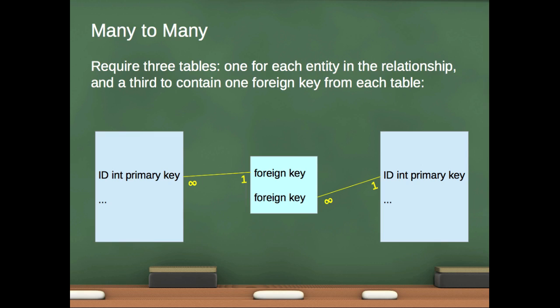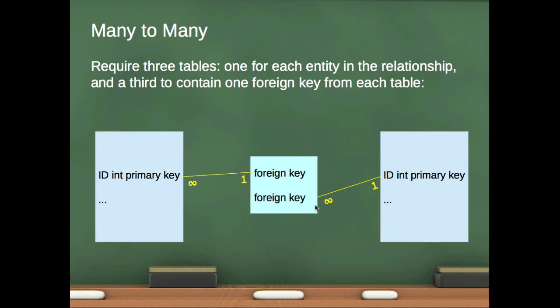We need 2 tables, one for each entity in the relationship, and a third table to contain one foreign key that points back to the primary key for each table. So this side is right. The right-hand side is right. We have one key in this table, one entity, row, whatever we want to call it, in this table that corresponds to many rows in this table. And all this table really usually contains is foreign keys for each table in our relationship.